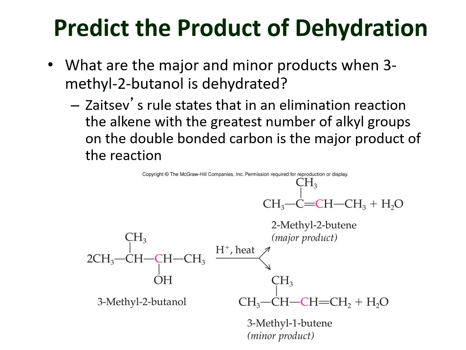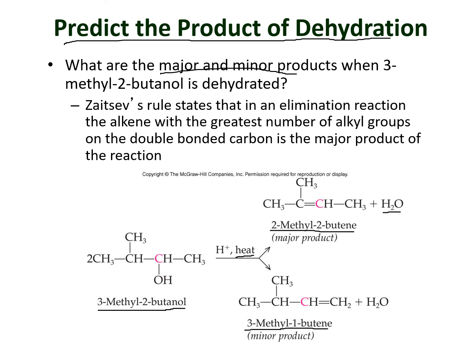Next up is a similar example where we have to predict the product of dehydration, or you can say the major and the minor products. So we have 3-methyl-2-butanol, and when it is heated in the presence of an acid, we can get 2 products. One is 2-methyl-2-butene plus water, and the second product is 3-methyl-1-butene. The double bond again can be present between carbon 2 and carbon 3, or between carbon 1 and carbon 2. So it is exactly like the previous example.